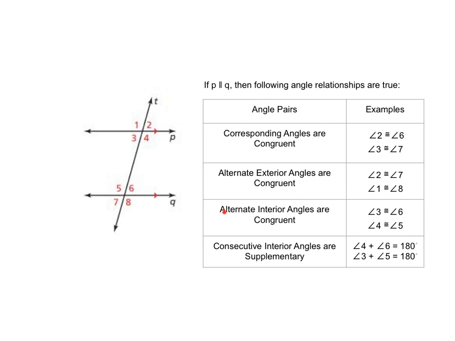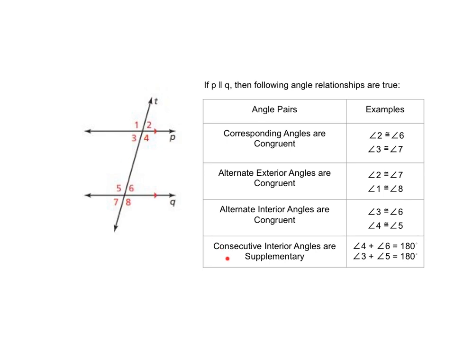The third relationship is alternate interior angles are congruent. For example, angle 3 and angle 6. They are alternate interior angles, and they have the same measure. They are the same size.